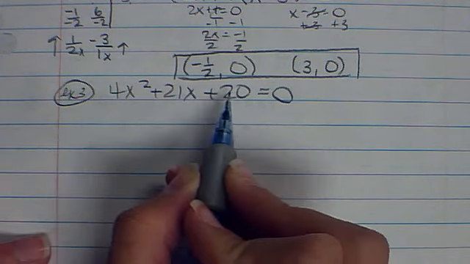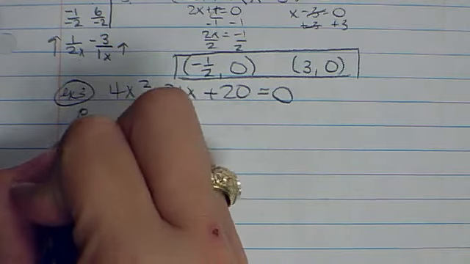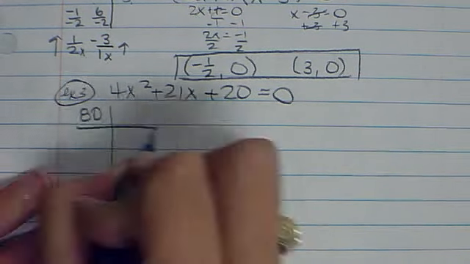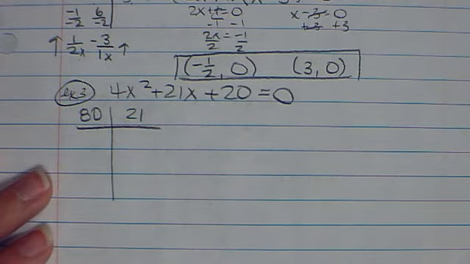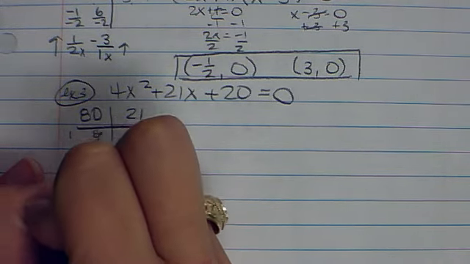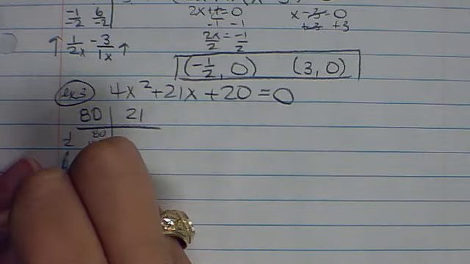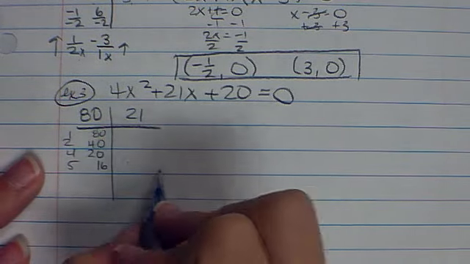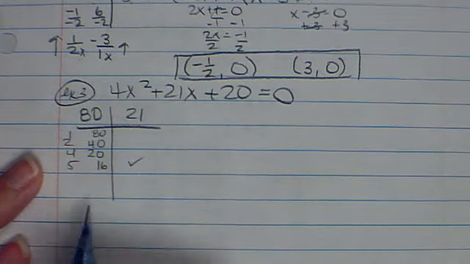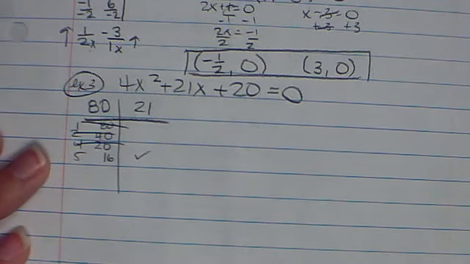Multiply a times c. 4 times 20 is 80. That's the number we'll try to multiply to get. 21 is our b. That's what we'll try and add to get. Let's list our multiples of 80. 1 and 80, 2 and 40, 4 and 20, 5 and 16. 5 plus 16 is 21, so that's the pair we want to use. The rest of these we can cross out.